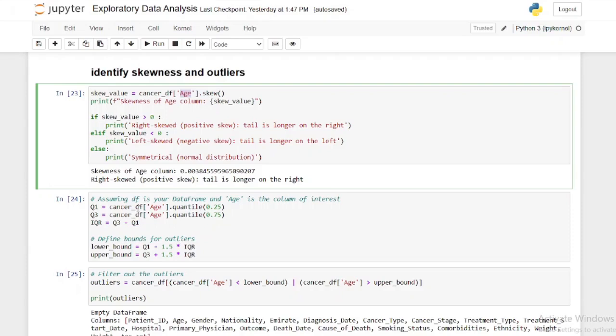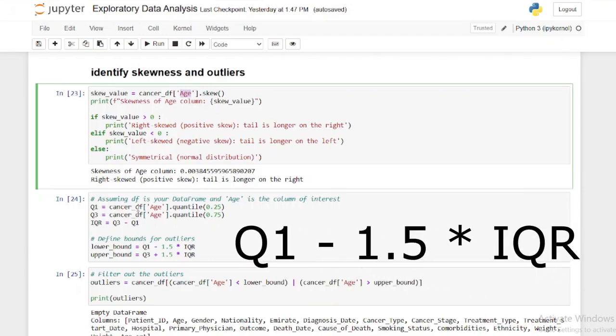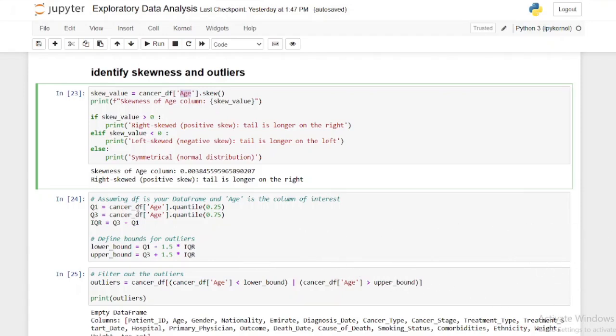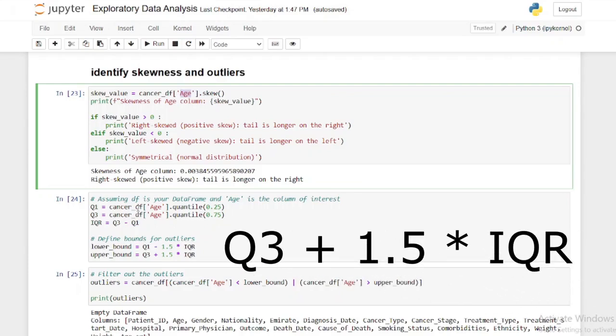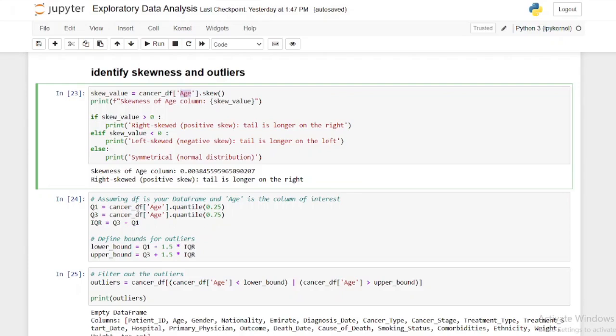To get outliers, your lower bound is Q1 minus 1.5 times IQR, while your upper bound is Q3 plus 1.5 times IQR. So how do you get your Q1? Your Q1 is your first quantile. So you can just call on .quantile and pass in 0.25, and you'll be getting your Q1 on that column. Your Q3 is your 75th quantile, right? So you can just do the same process, passing 0.75, you'll be getting your Q3 values, and to get your IQR, you'll be subtracting Q1 from Q3.